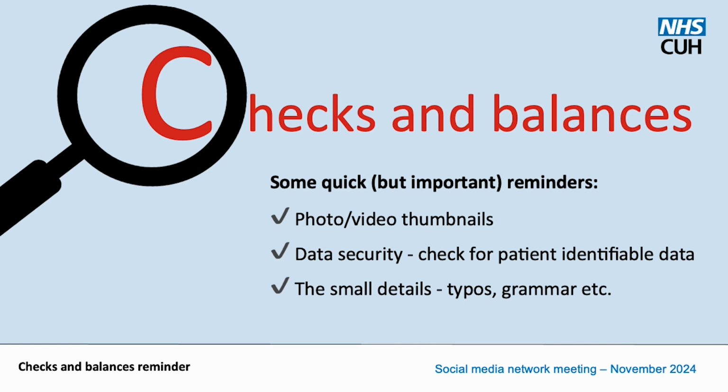The next thing I just wanted to run through were some quick but important reminders on checks and balances while posting. So the first point I wanted to raise was photos and video thumbnails. Video thumbnails can be edited retrospectively once published, apart from on Twitter/X. Not a lot can be edited once posted on there, so if there was a problem with a thumbnail, it would just be a case of deleting and reposting, hopefully as quickly as possible. So I always think it's good practice just to look over it straight after posting, just to see how it looks to other people.